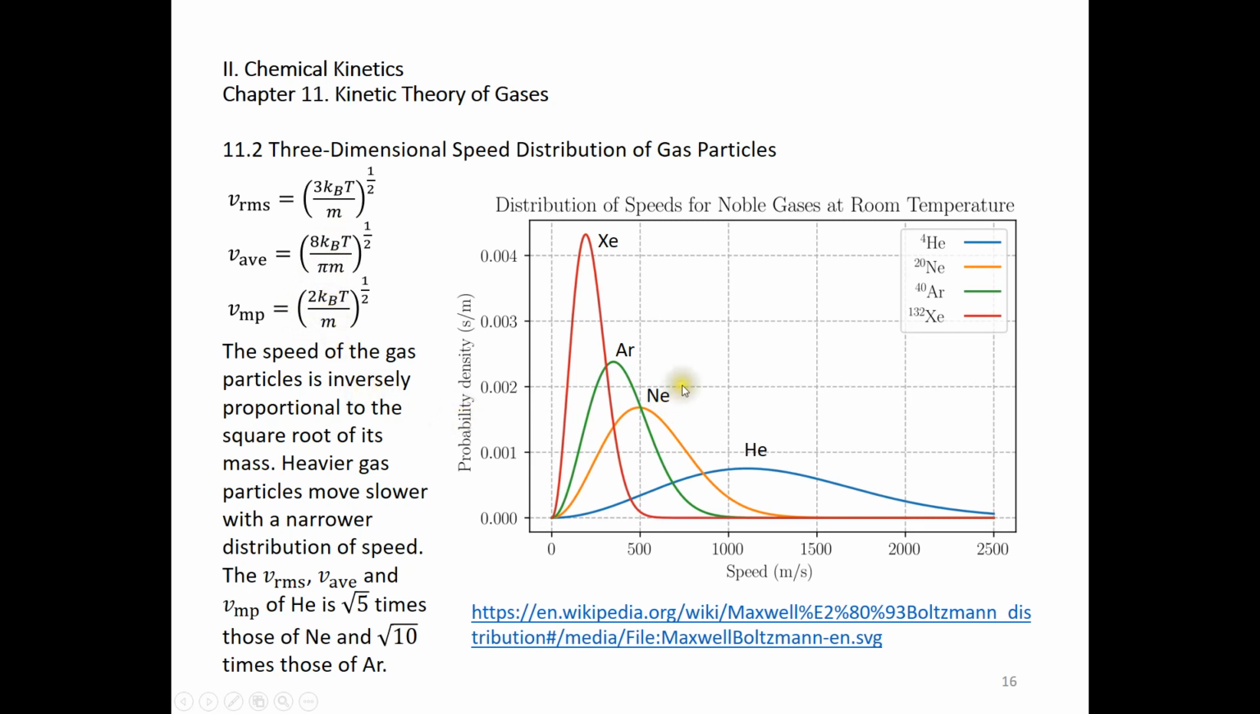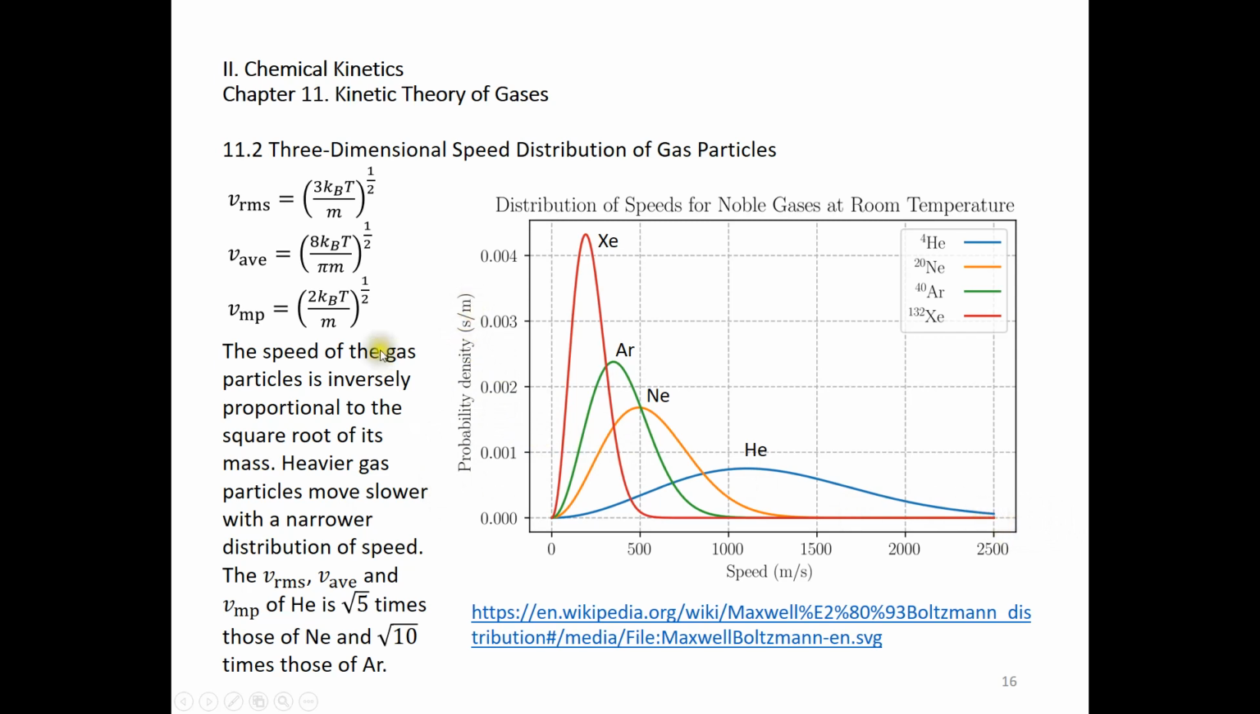Now let's look at the distribution of speeds for helium, neon, argon, and xenon, with the mass numbers 4, 20, 40, 132. You can see over here, this is xenon, argon, neon, helium. Helium has a wider distribution because it can span into the really high speed region. So over here you can still see a decent probability density, and look, it's in the unit of second over meter.